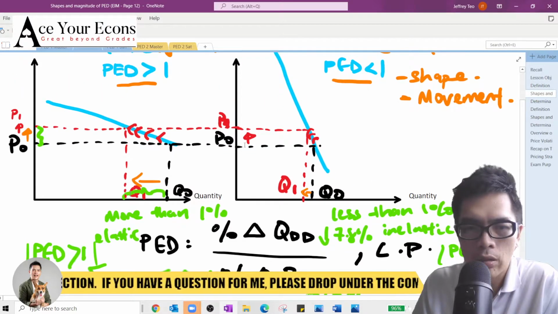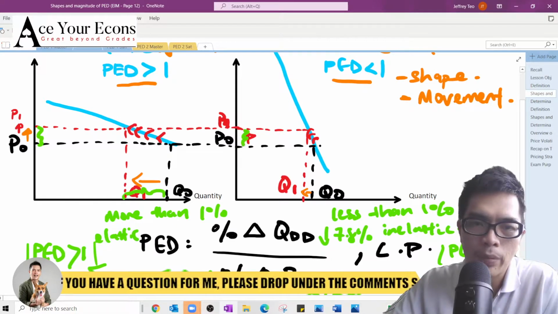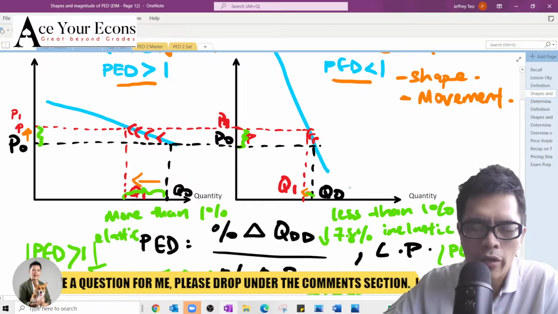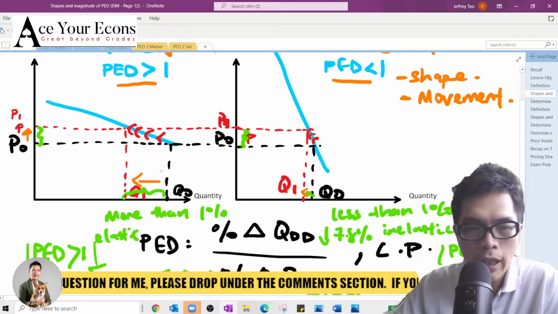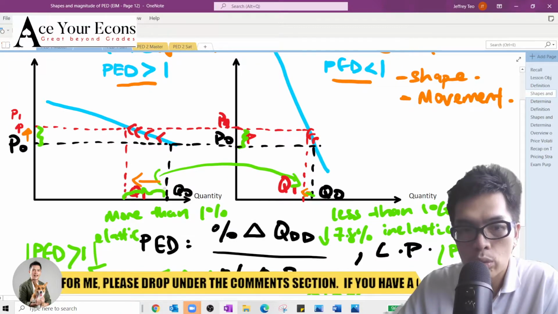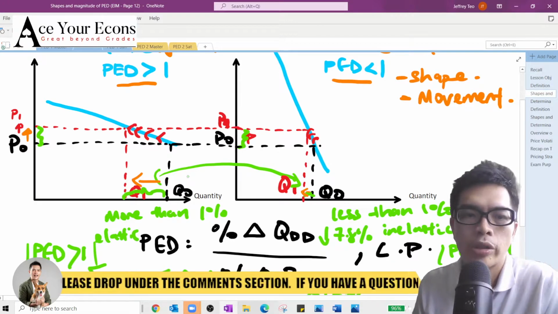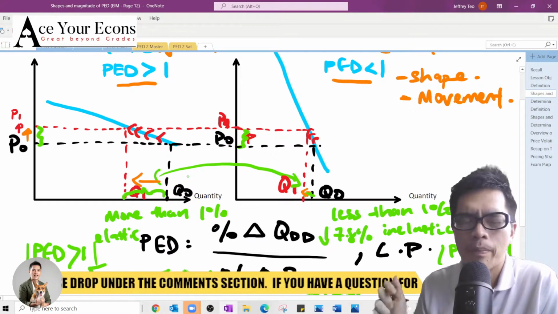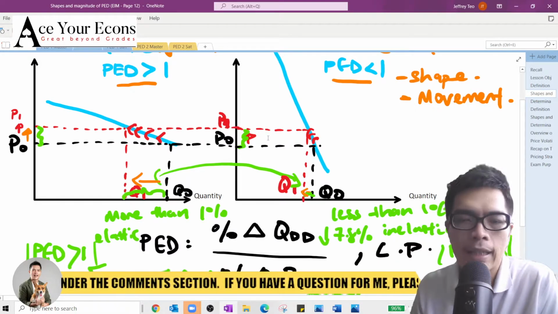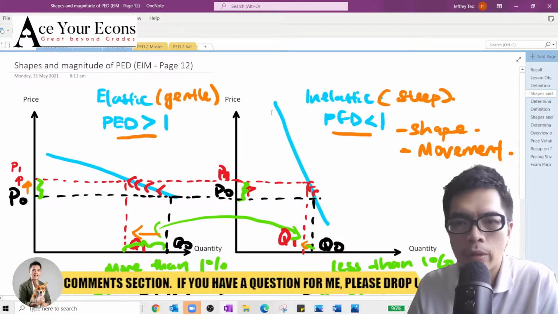So this is how it looks like in a diagram. You can see that the initial increase in price is matched by a less than proportional fall in quantity demanded. So you will want to compare the magnitude of these two. You realize that the one on the left experienced a more than proportional fall in quantity demanded as compared to the one on the right. So the one on the right is less sensitive to price changes. The one on the left, more sensitive to price changes.